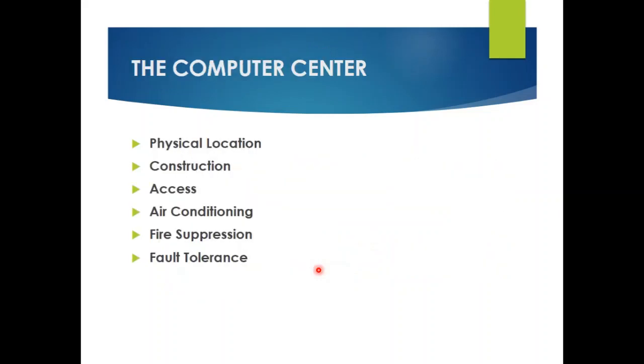Now, let's move on to the computer center. The objective here is to present the risks of the computer centers and the controls that help mitigate the risk and create a secure environment. So the following areas, there are six of them.